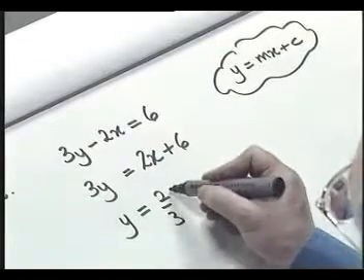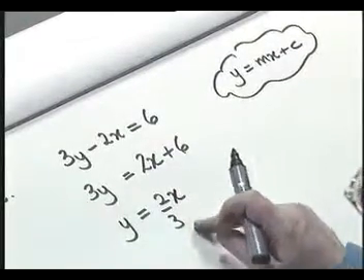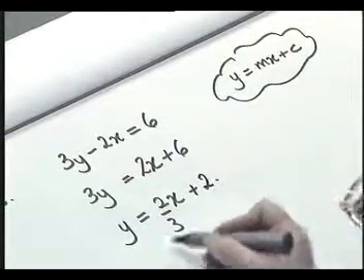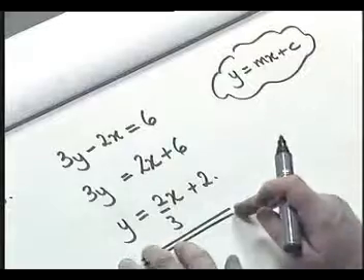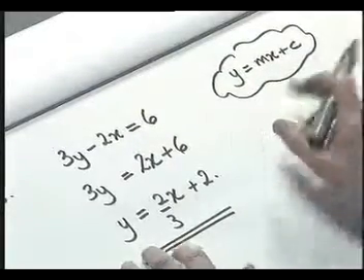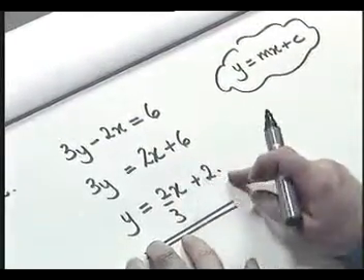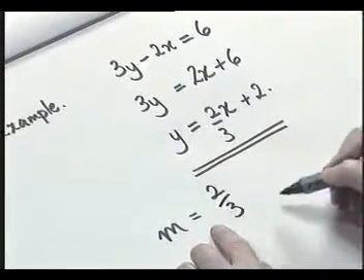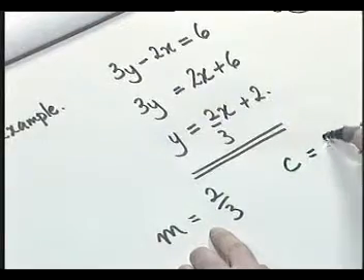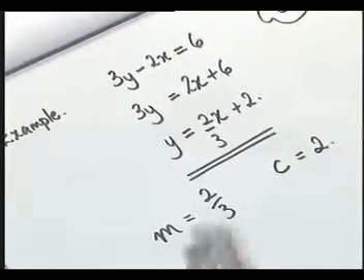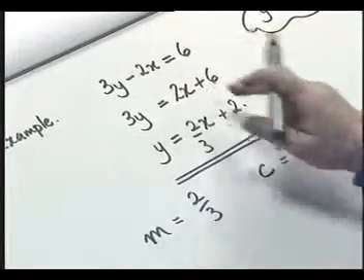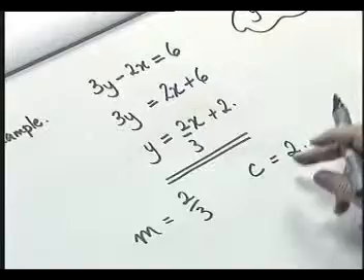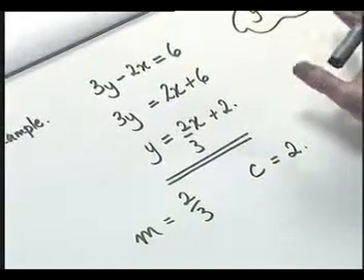Dividing 2x by 3 gives me y is 2/3 of x. And if I divide 6 by 3, I'll get 2. Now this is a much more familiar form. This is of the form y equals mx plus c, where we can read off that the gradient m is 2/3 and the vertical intercept c is 2. So be aware that sometimes an equation that you see might not at first sight look as though it's a straight line equation, but by doing some work on it, you can get it into a recognisable form.